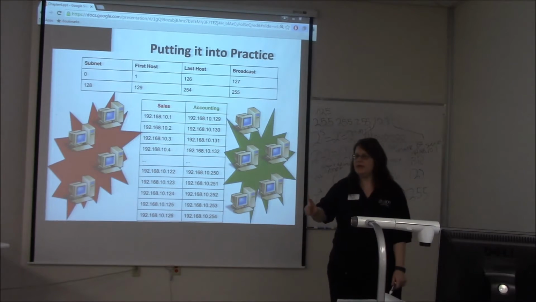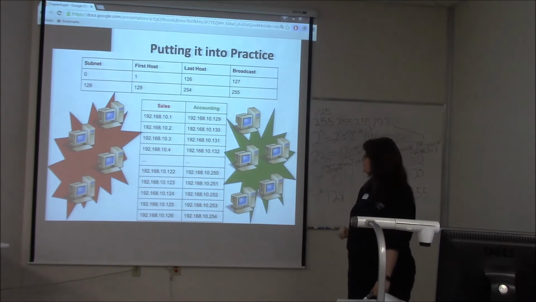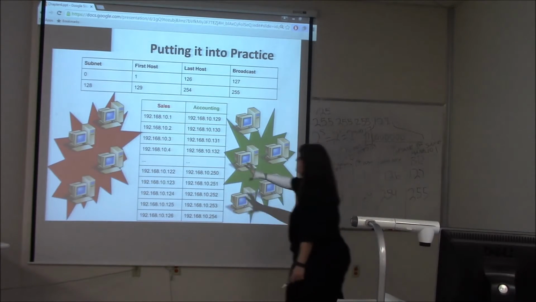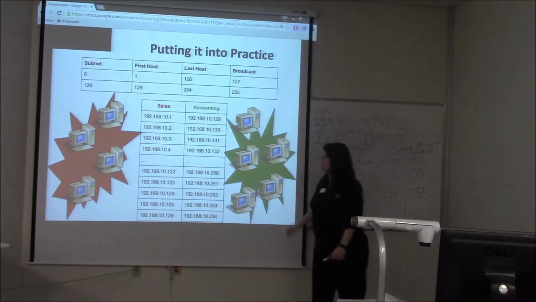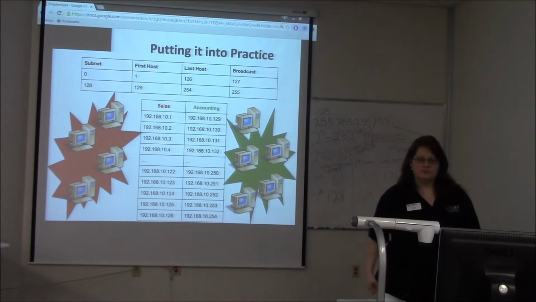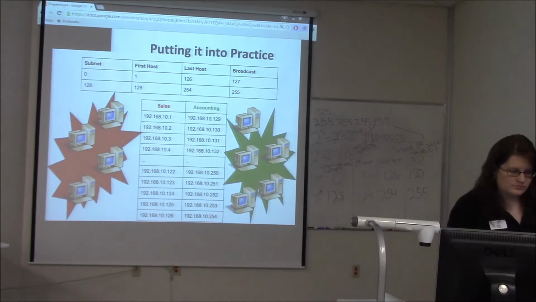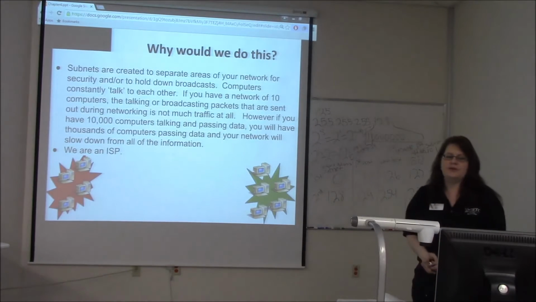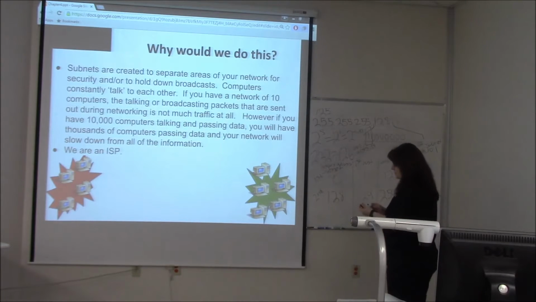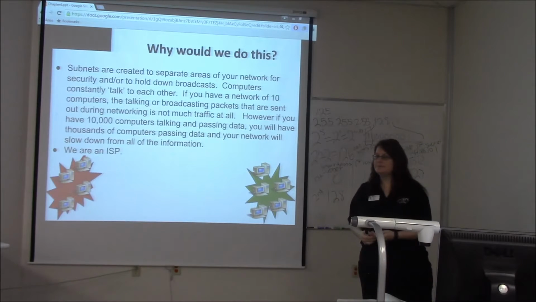So I have 2 subnets, I have sales and accounting, and I have enough addresses for 126 computers in the sales group and 126 addresses in the accounting group, and I'm keeping them separate. So why on earth would someone want to do that? So this is for separation, for security.